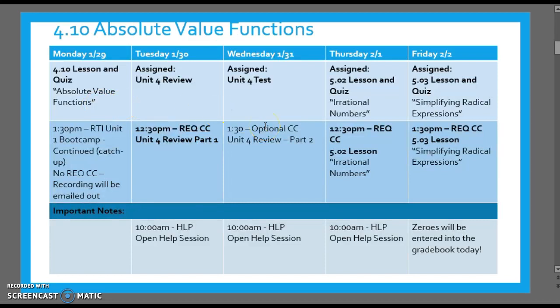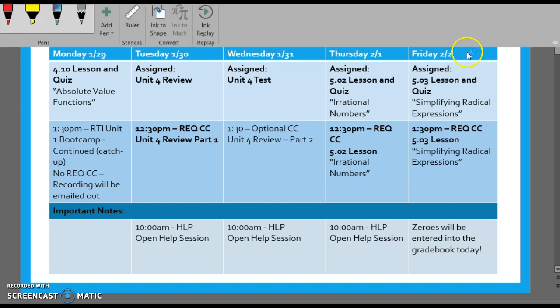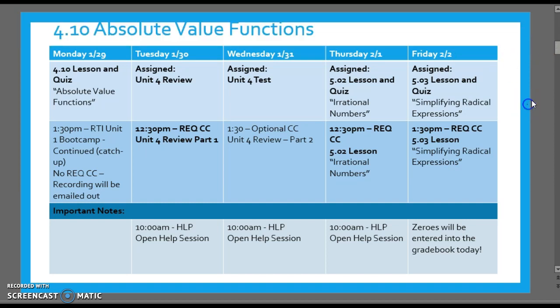Here's our week this week. So today we are doing absolute value functions. You do have a quiz today, so make sure you take the quiz. Tomorrow we're going to do our Unit 4 review. That's due, and then we're also going to have our Part 1 review at 12:30.